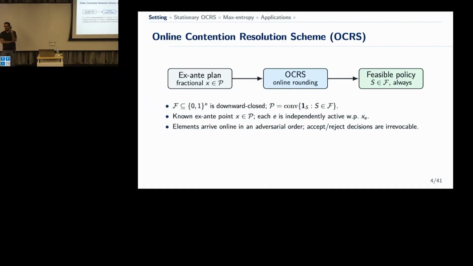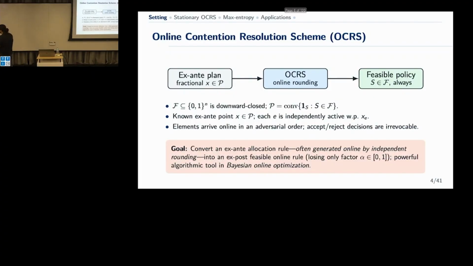But if it's active, it might accept or reject that element. So the goal of the actual online algorithm, in contrast to this independent rounder, is to have a pointwise feasible set. So basically, the online algorithm should select the set S that belongs to the family of feasible sets F. And at the same time, the online algorithm wants to be as close as possible to the ex-ante plan.